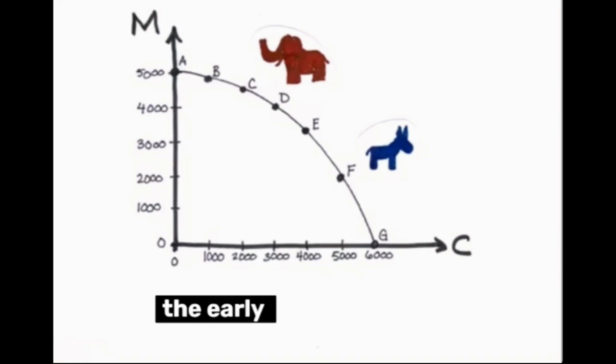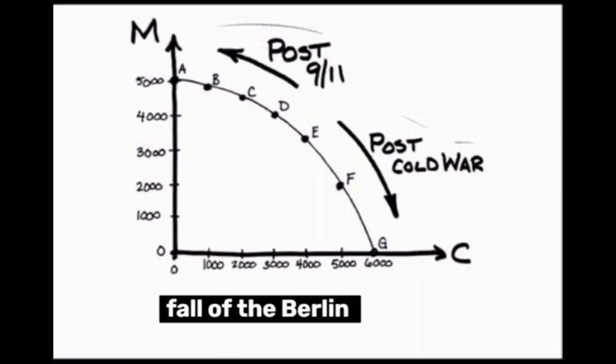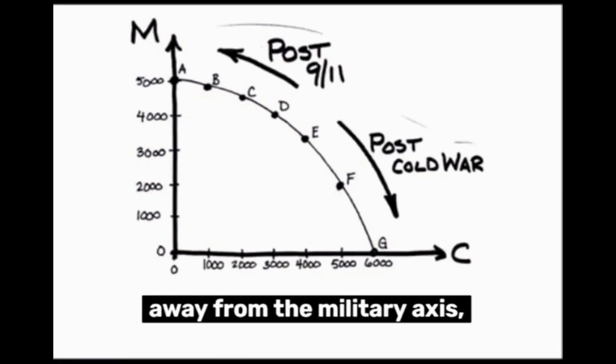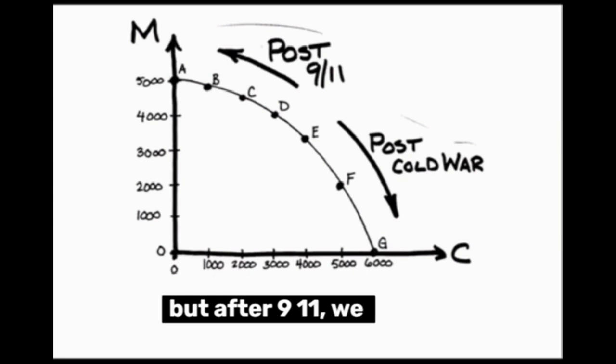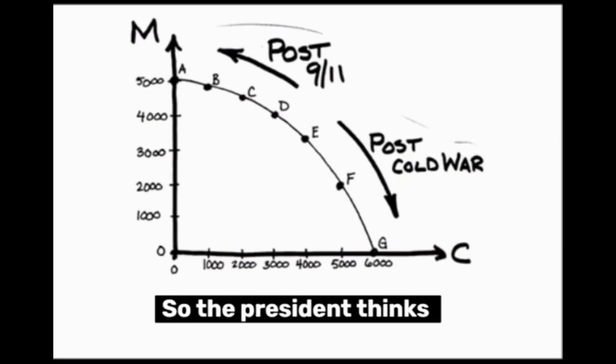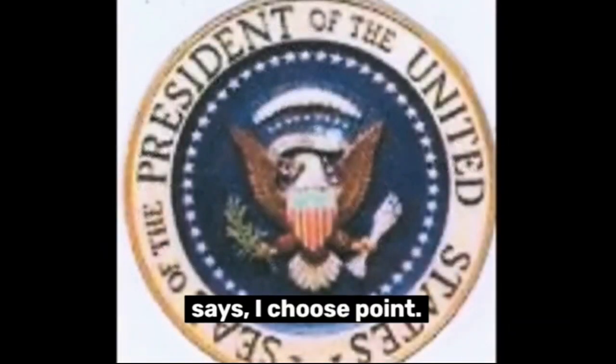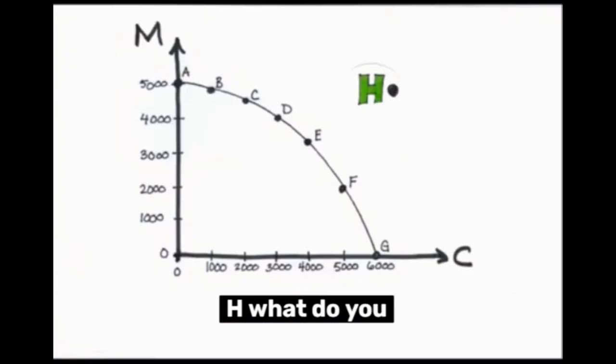Could be world events. In the early 1990s, after the fall of the Berlin Wall and the Soviet Union, we moved away from the military axis. But after 9/11, we moved toward the military axis. So, the President thinks it over carefully and finally says, I choose point H. What do you tell the President?